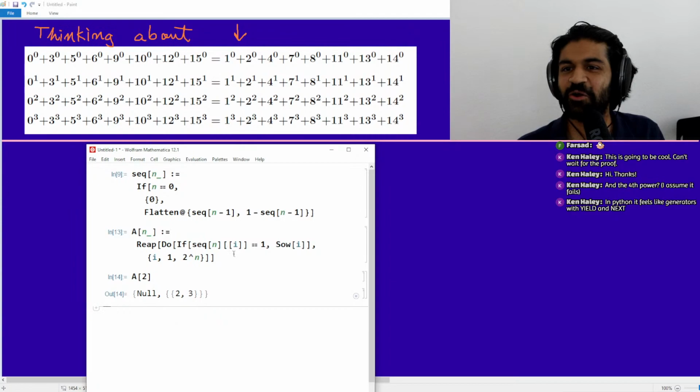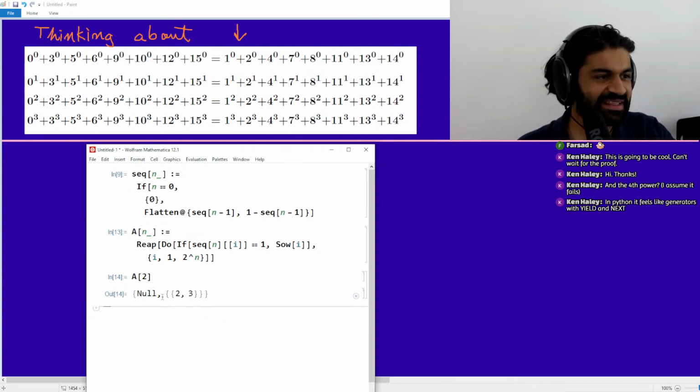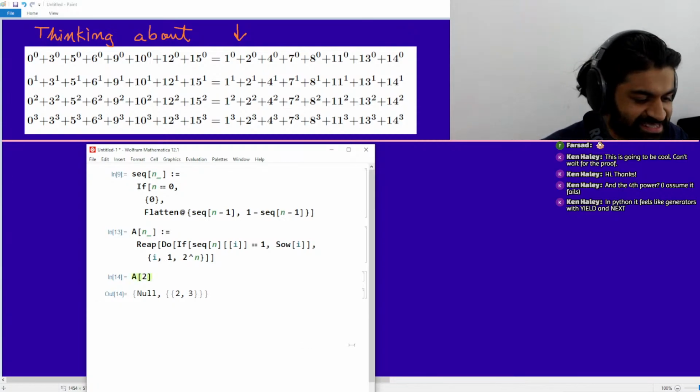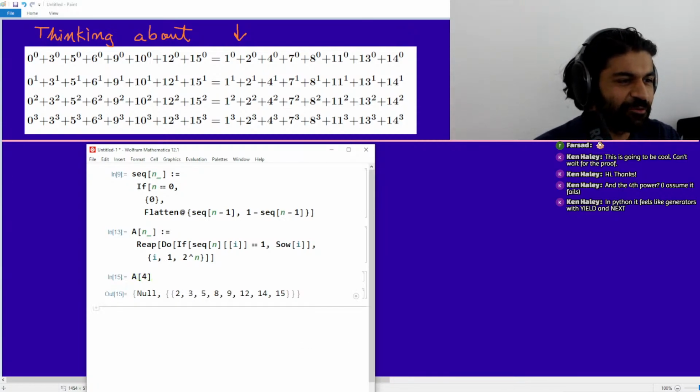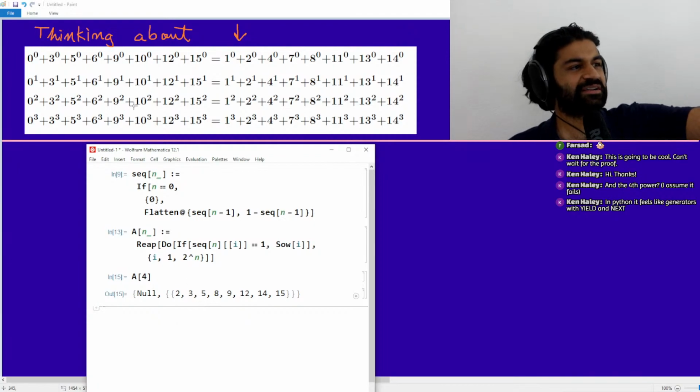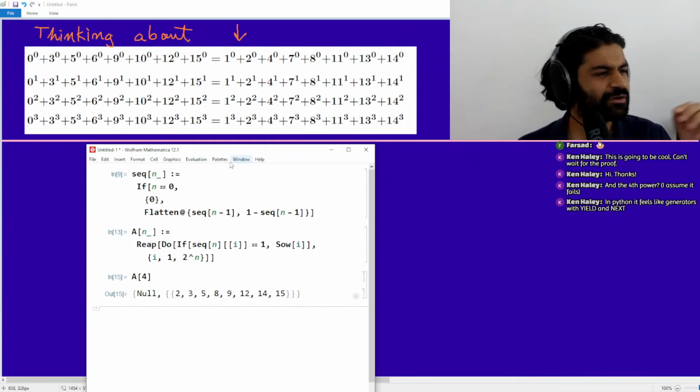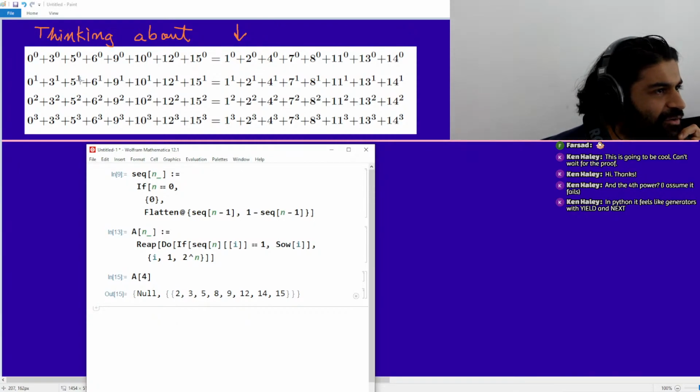I don't know why Mathematica inserts all these parentheses. So it worked, but it inserted a bunch of extra parentheses around. So let me just double check again. So for example, A4, yeah, this is exactly what we want. So 2, yeah, 2, whoa.